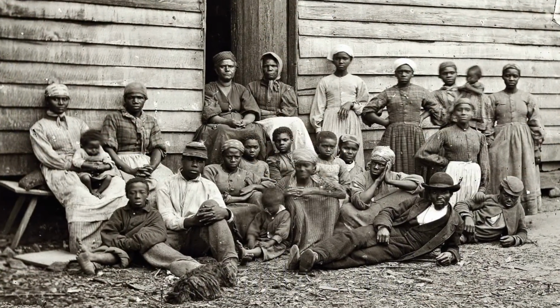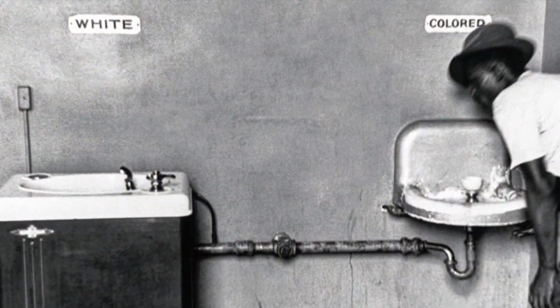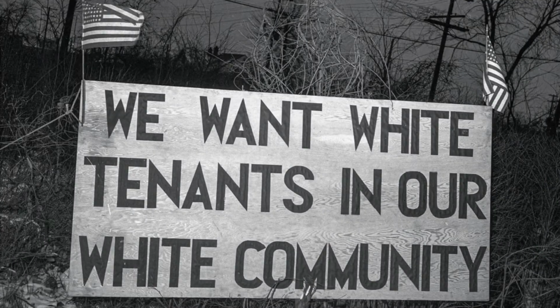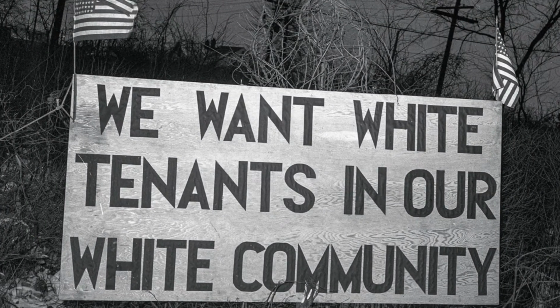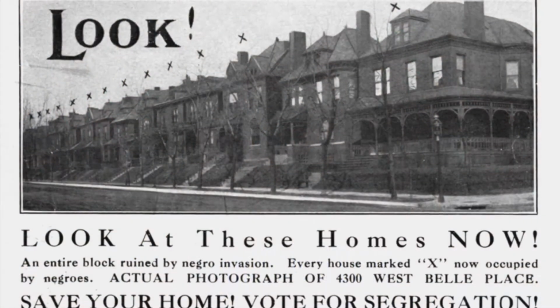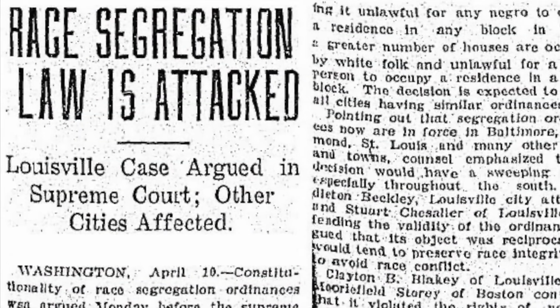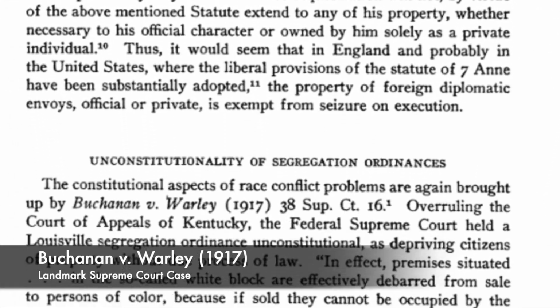But where did it all come from? In a span of 50 years, after the end of the Civil War and the abolition of slavery, throughout the era of Jim Crow, local governments would enact and enforce laws that would segregate black families through housing. This was done through exclusionary zoning laws, which were city ordinances that prohibited the sale of property to black people. This was absolutely a thing until 1917, when the Supreme Court in the landmark case Buchanan v. Worley declared exclusionary zoning laws unconstitutional.